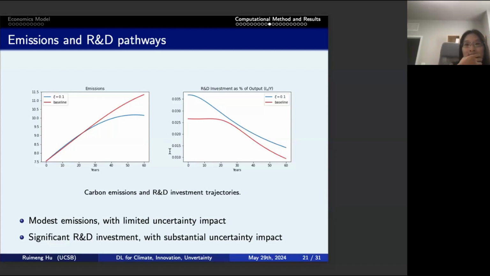So the first part is about emission. And we can see that in both cases, the baseline case and the uncertainty-sensitive one, the emission starts out similarly, and they increase over time for both cases. But it diverges and it's lower for the uncertainty case. Okay, so this really makes sense. And on the right-hand side is the R&D investment as a percentage of the total output, and with the uncertainty, the social planner tends to invest more at the beginning to accommodate the unknown, potentially more severe damage in the future.